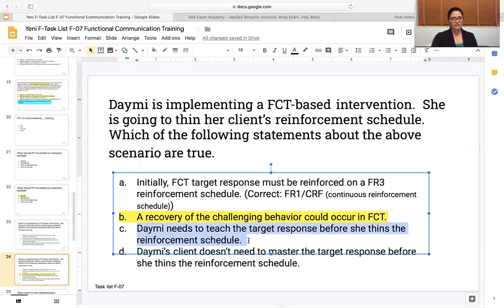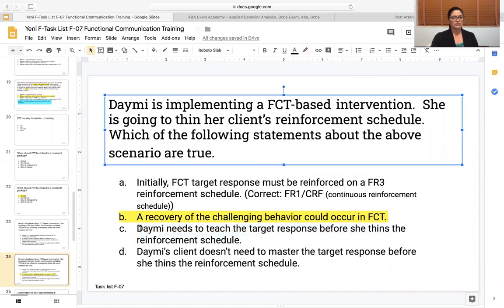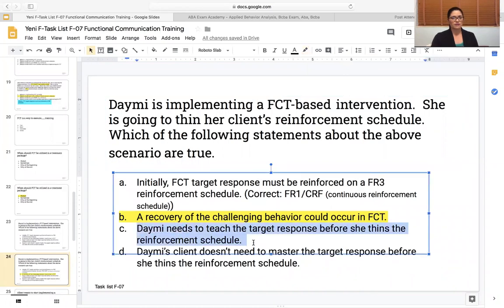C is not a bad answer. C could also be the answer. Demi needs to teach the target response before she thinks about the reinforcement schedule. Okay, let's keep that one as part of the answer. I'm going to make a note of it, but let's pretend this one's not even here. Why would I put B as an answer?